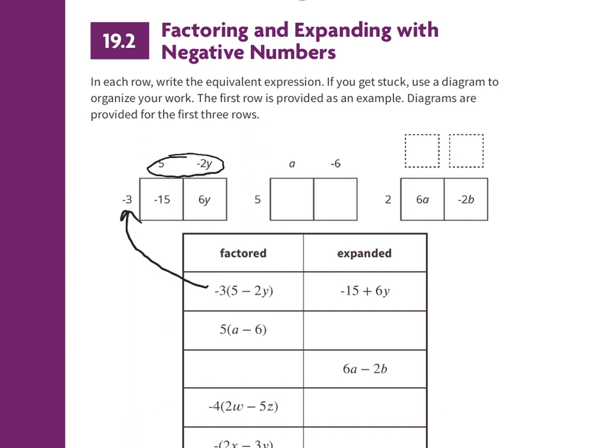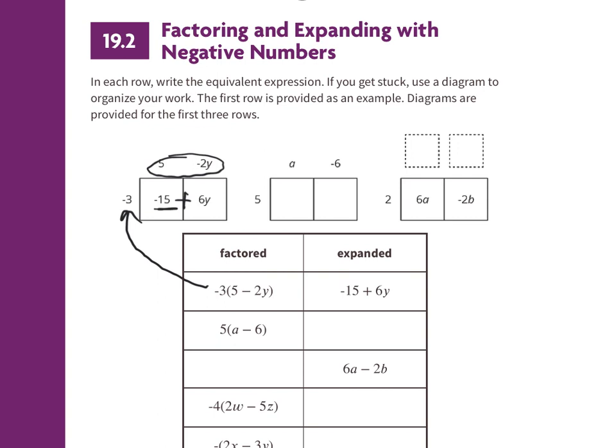Negative 3 times 5 is negative 15, so it goes in the first box, and then negative 3 times negative 2 is positive 6. Be sure to use your calculator. And then for y, just put the y at the end. Okay, so I have negative 15. Because it's a positive 6, it's going to be plus 6y.